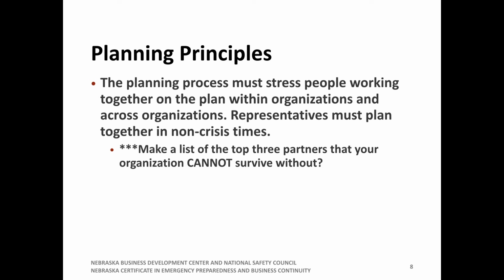Finally, business continuity planning is a collaborative endeavor, one that requires the input from representatives within and across organizations. One of the best ways to approach a comprehensive collaborative planning structure is to make a list of 3 to 5 partners that your business sees as priority organizations. This may be suppliers, clients, customers, or service providers. That list should be the first to approach when you get around to developing the business continuity plan.